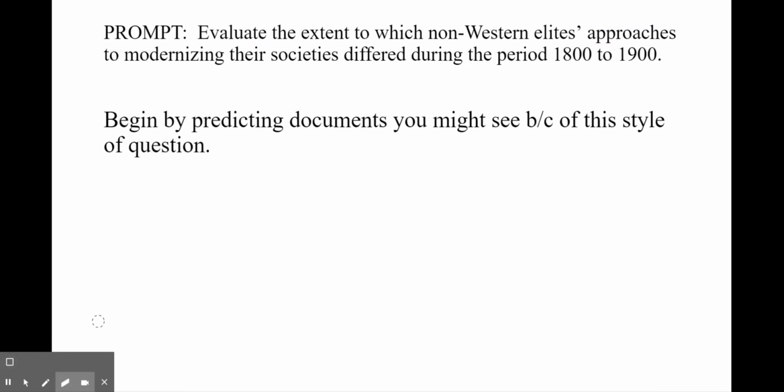So let's begin by predicting the documents that you might see. And again, we've already done that: this is going to be a comparison question. So there's going to be some, again, there's that word differed. There's going to be some folks that I would assume are pro-modernization, and some folks that are anti-modernization. So keep that in mind.